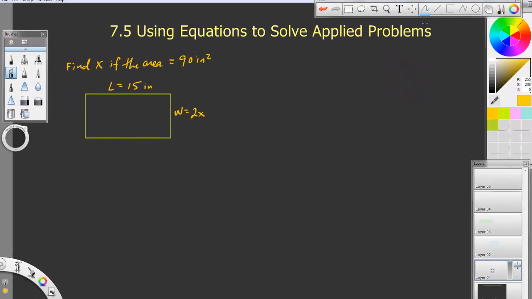Okay, here we are, 7-5, using equations to solve applied problems, and this is going back to geometry class, so take a breath. All right. We have a picture of a rectangle, and it tells us a couple things. It says find this x, if the area is 90 square inches.